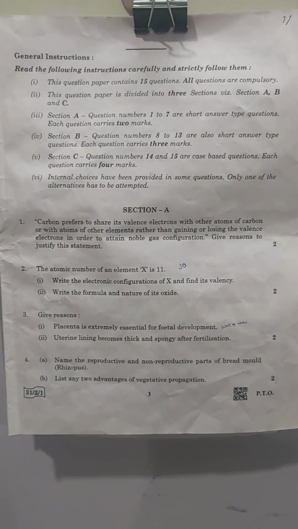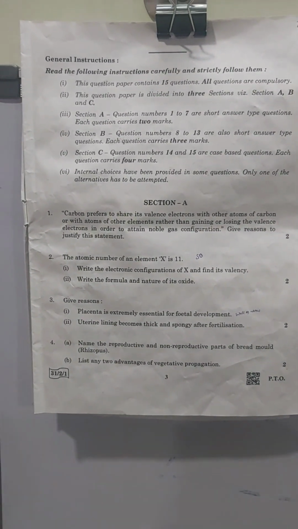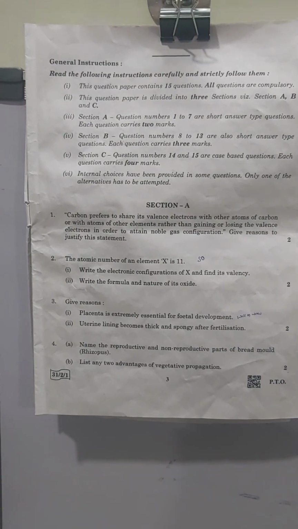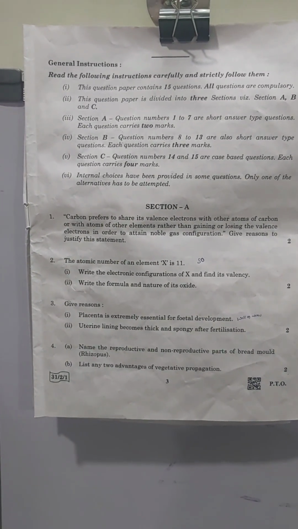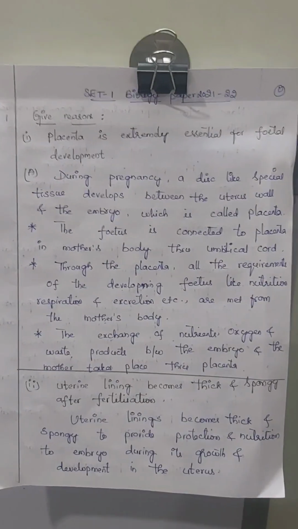So in section A, we have biology questions, that is question 3 and 4. First one will start with that third question. Give reasons. Placenta is extremely essential for fetal development. And the second one is, uterine lining becomes thick and spongy after fertilization. Now we'll explain these questions.